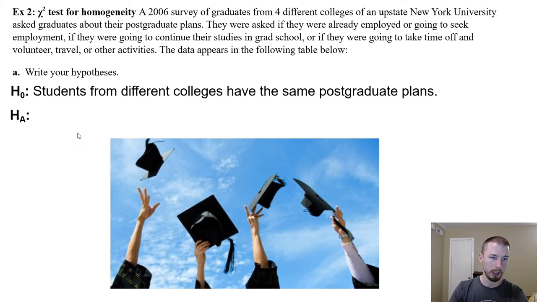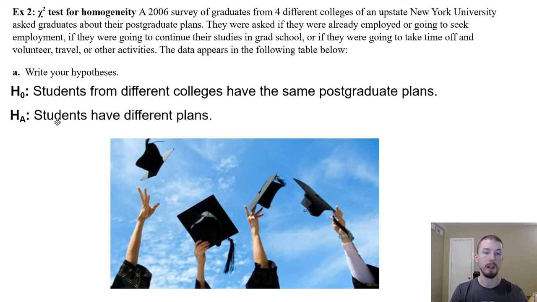So all students from different colleges of the same university have the same postgraduate plans, meaning there's no association between them, or that they're homogeneous. In other words, it doesn't matter what college you were part of, they're all planning on doing the same thing, so it's homogeneous.